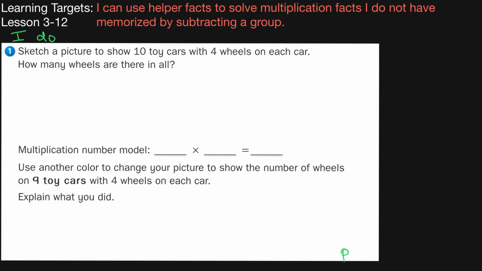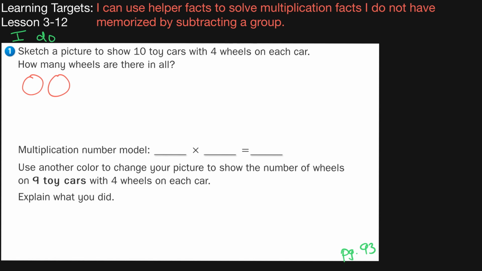So this is page 93 for your reference. So I'm going to solve this. You're going to do it along with me, but this is the I do where your teacher's going to do it. So let's get started. It says to sketch a picture to show 10 toy cars with 4 wheels on each car. How many wheels are there in all? So I'm going to let my picture look a little bit like this. So I'm going to draw 10 toy cars.